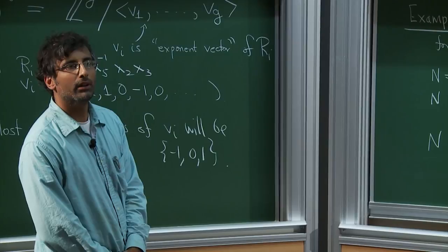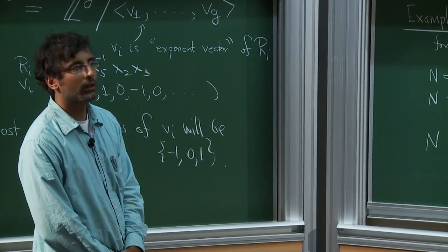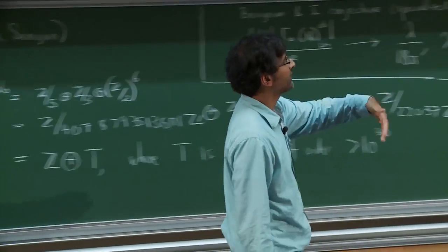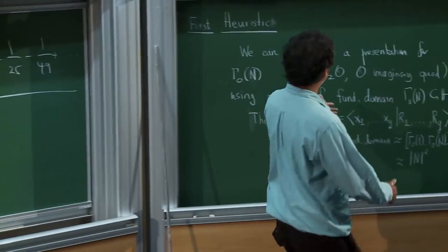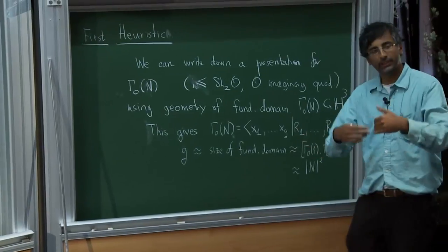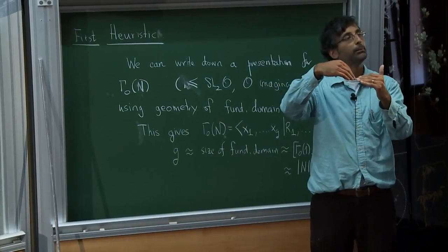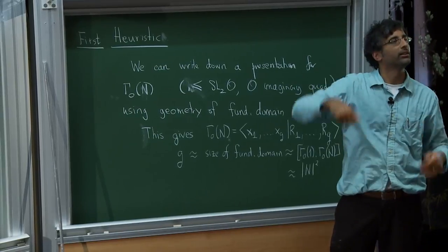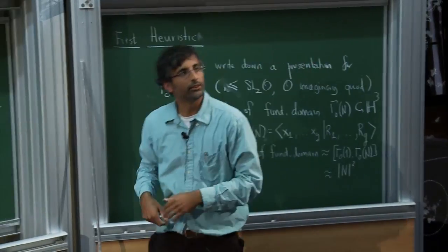There's another question. Can you give an idea of why most of the entries should be minus 1, 0, and 1? Yeah, you see, this comes from the geometry. There are different ways to construct it geometrically, but these relations look something like this. You have a bunch of fundamental domains that meet around an edge, and then the relation is a product of elements is equal to 1. So as long as not too many things meet at an edge, that.